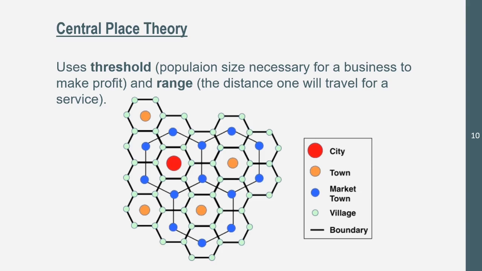Things with high threshold are going to be where the high population is, in the city. Range is also going to be that way. So high range is going to be either in the city or very far away from the city. Take something like an airport. People are going to go a long distance for an airport just because they can save time and money, and it's the safest way to travel, by the way. So that's an example as well. That's what threshold and range are, and that's what the central place theory uses.